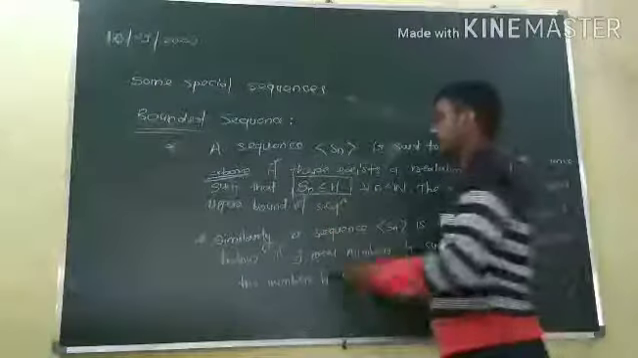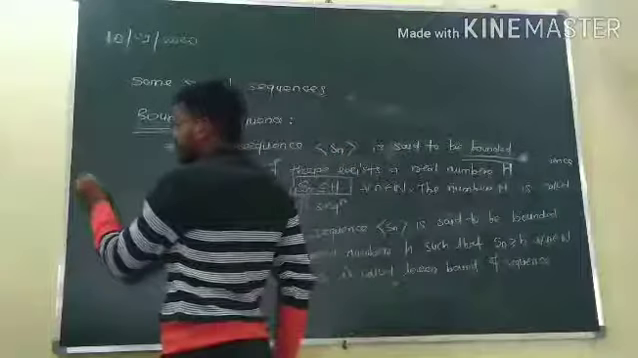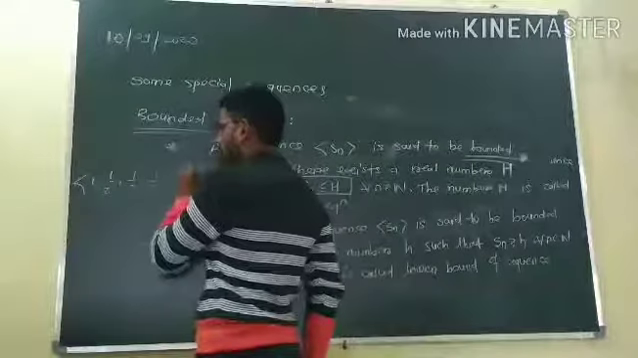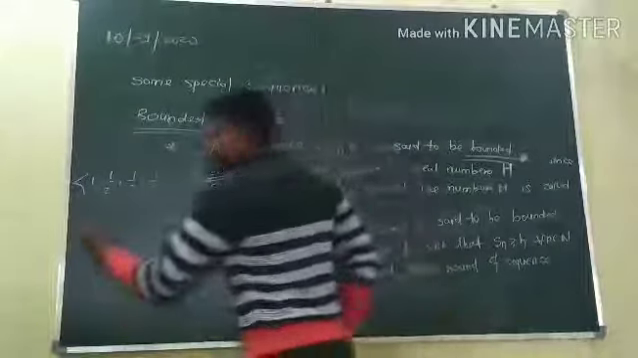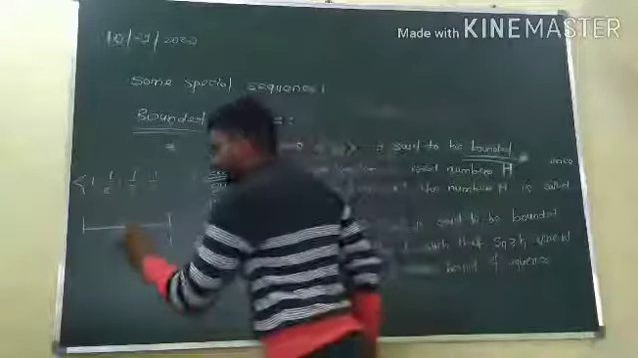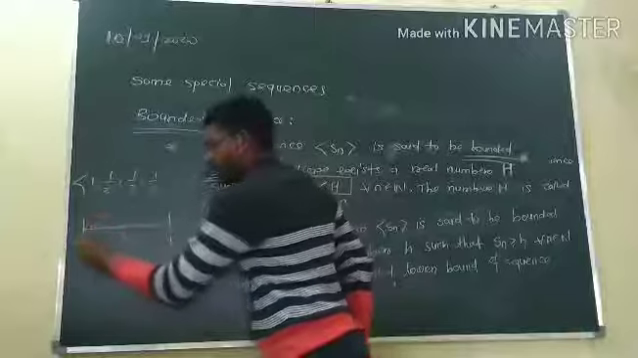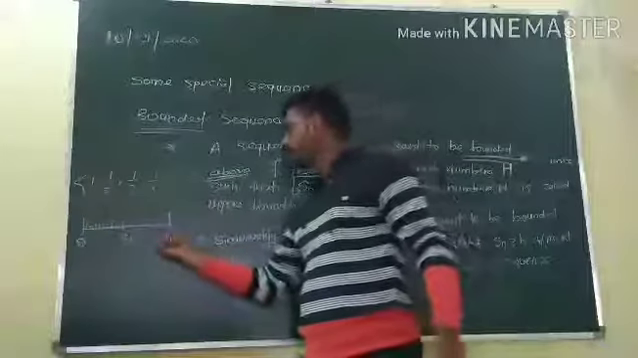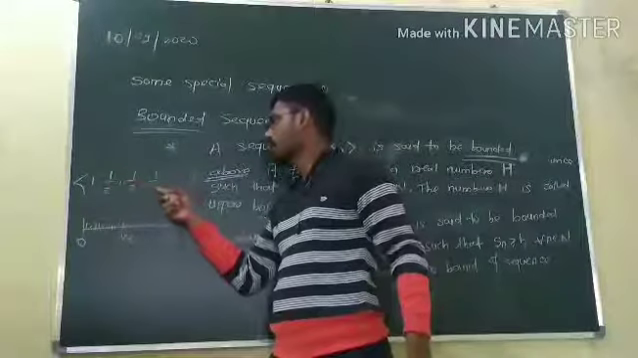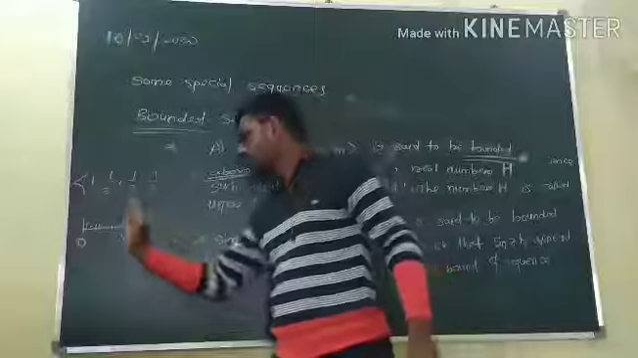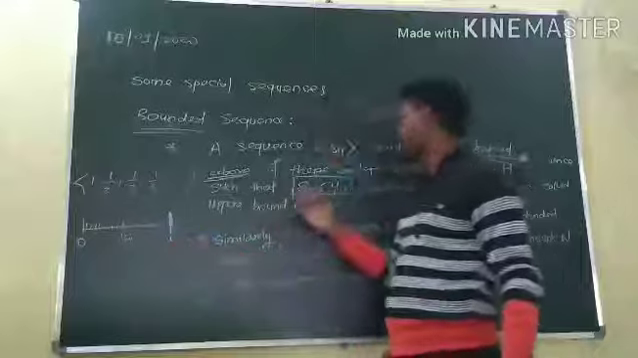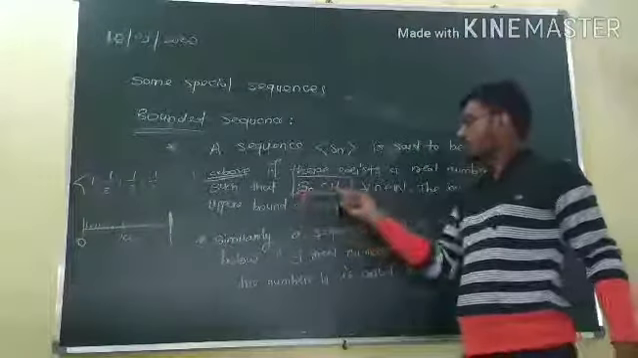We have already seen the sequence 1, 1 by 2, 1 by 3, 1 by 4, and so on. This is the first element of the sequence, this is the second, and the other elements are here. We have seen that every element of the sequence, take 1, 1 by 2, 1 by 3, 1 by 4, is always less than or equal to 1. Here we can take H equal to 1. Why? Because any term is always less than or equal to 1 here.